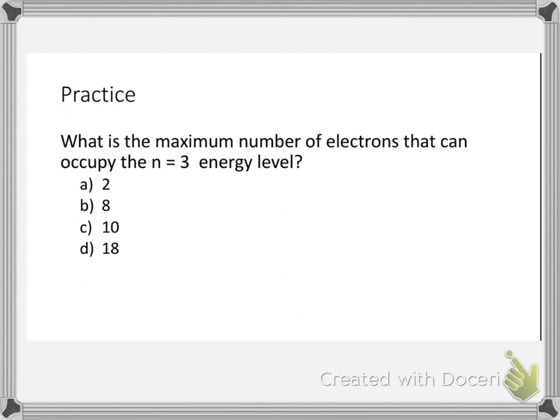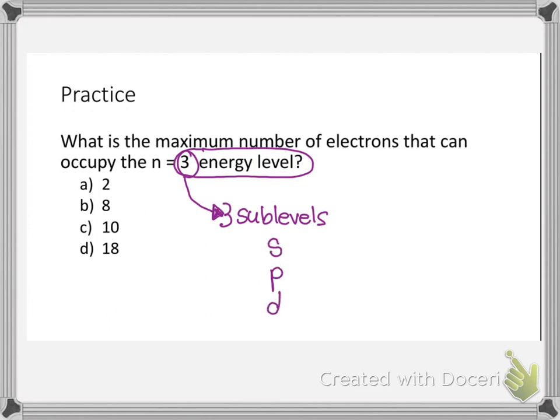Okay, here's another one. You can pause this and read the question, and then I'll answer it. All right, what is the maximum number of electrons that can occupy the n equals 3, so the 3rd energy level? Okay, let me think through this with you. Remember, whatever energy level you are tells you how many sublevels. So I would have 3 sublevels because I'm in the 3rd level. That means I have S, P, and D.